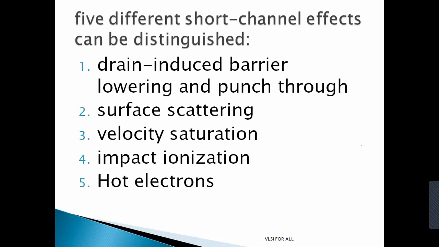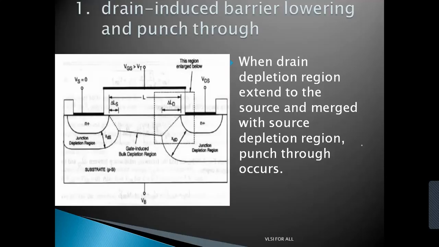In the short channel MOSFET that we have discussed earlier, the depletion width of the drain side will increase. Due to that, the inversion layer will decrease. For that, the conduction path will decrease so that speed and the components in a chip will increase. Due to that, the modification of the threshold voltage can be seen. So let us discuss the first effect, that is drain induced barrier lowering and punch through.